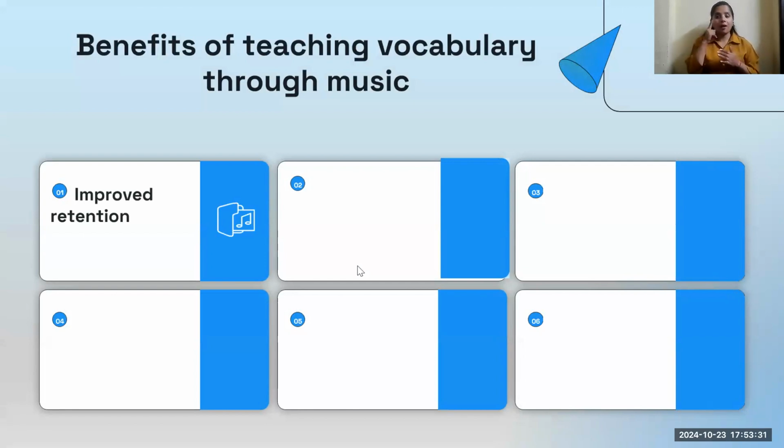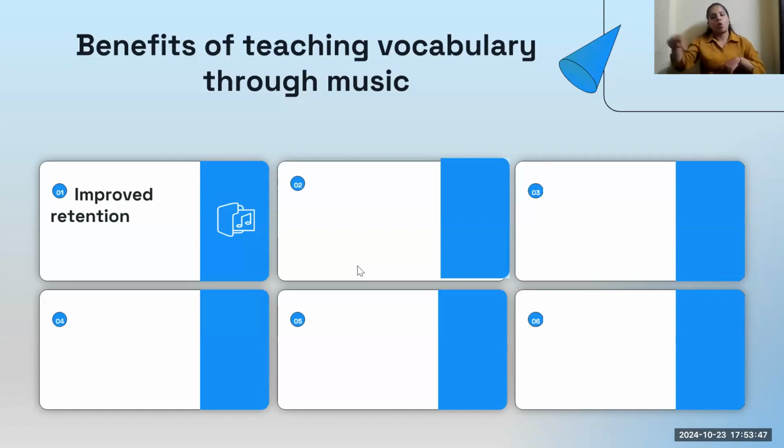I'm repeating this because we ourselves have experienced this in life. Something related to music, which has certain notes in it, however difficult that word is, it will be retained in our memory for a longer time.